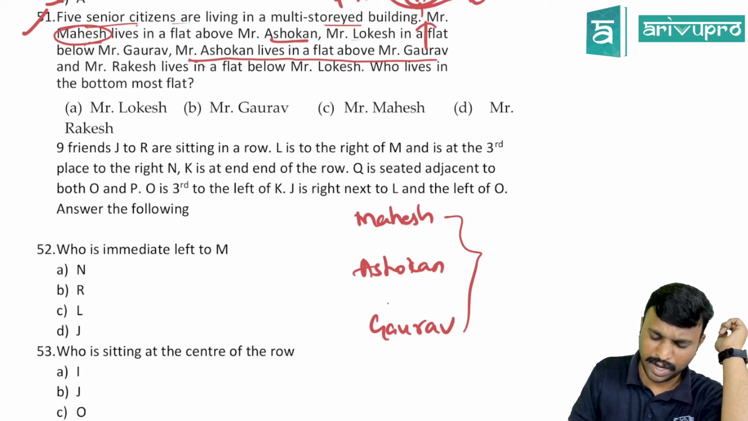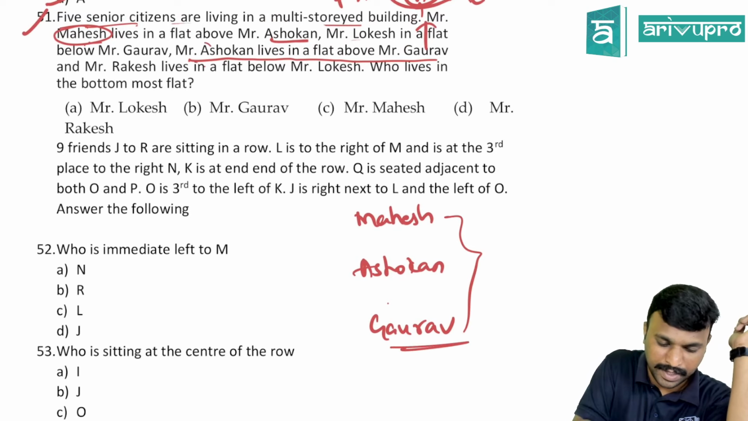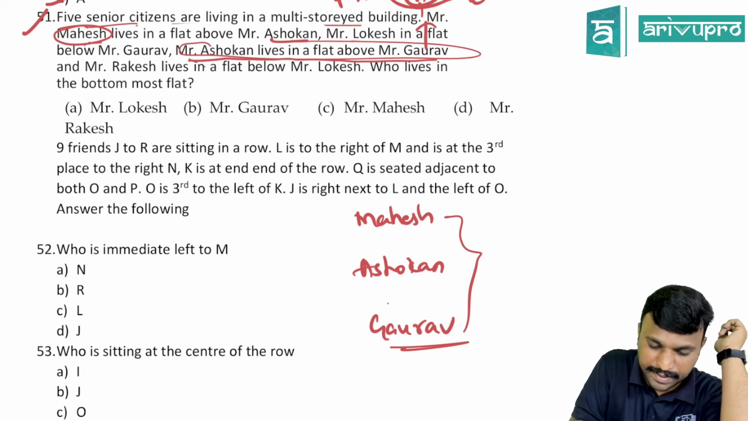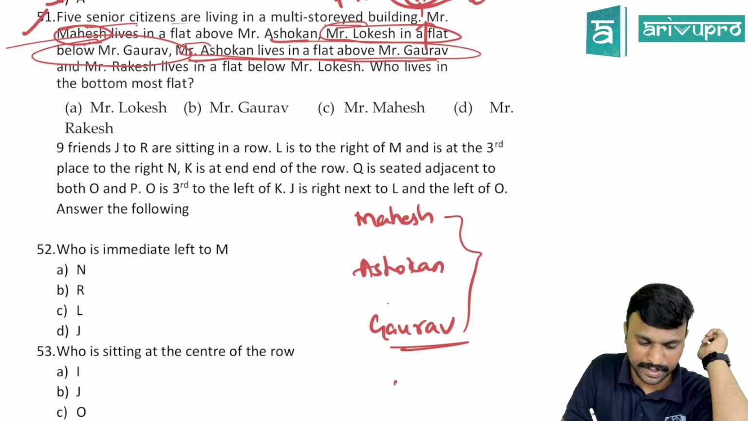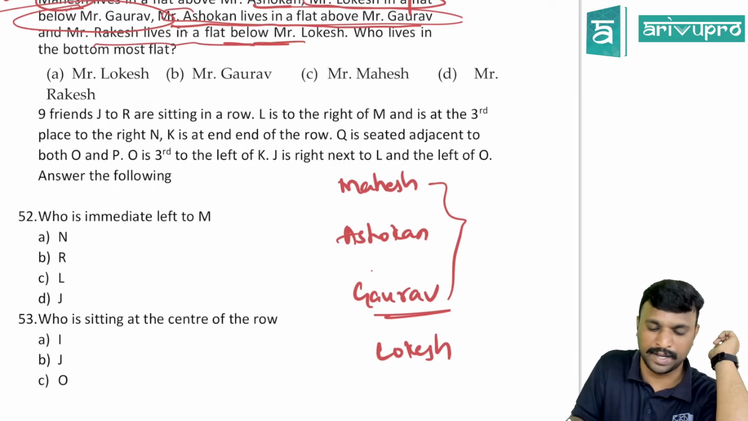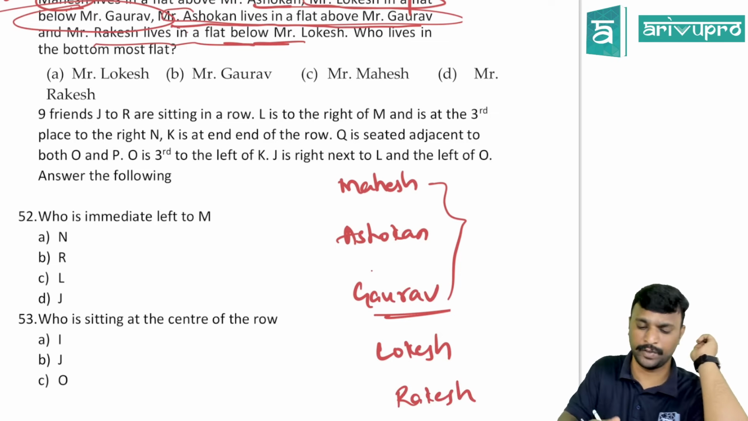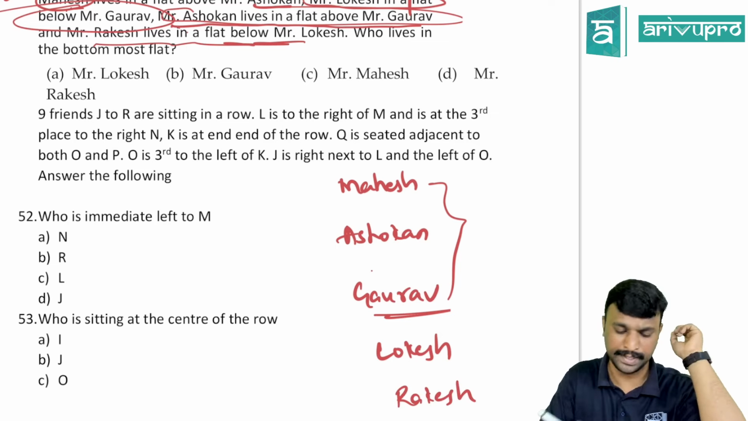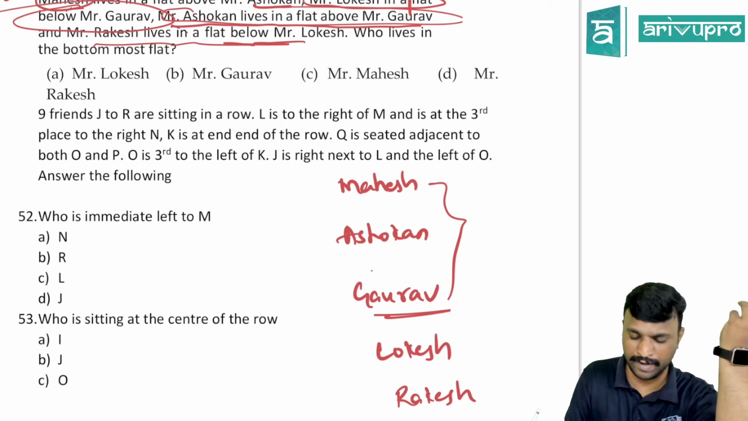Now with respect to Gaurav, do we have any statements? Ashokan and Gaurav are done. Then yes, we have Mr. Lokesh in a flat below Mr. Gaurav. So below Mr. Gaurav is Lokesh. Clear? Now with respect to Lokesh, Mr. Rakesh lives in a flat below Mr. Lokesh. So these are the actual positions. Even though we have left a gap, these are still the actual positions because no other flats are left out. So all 5 flats have been marked.